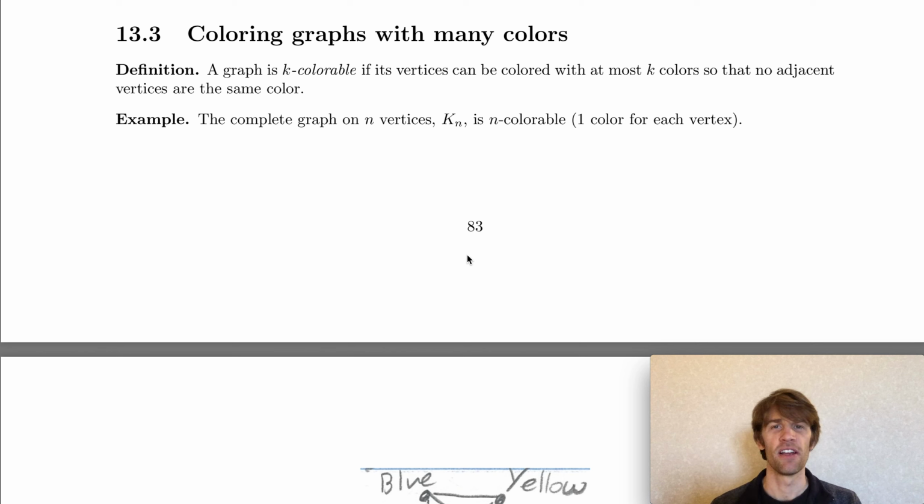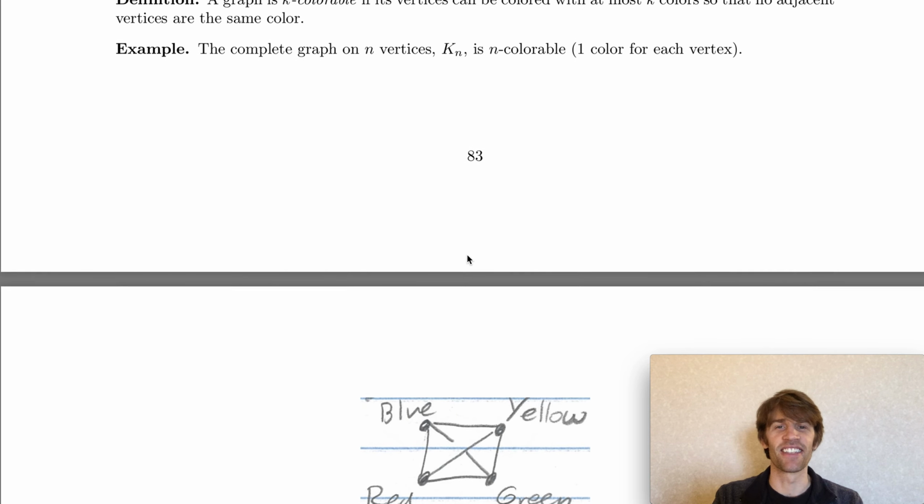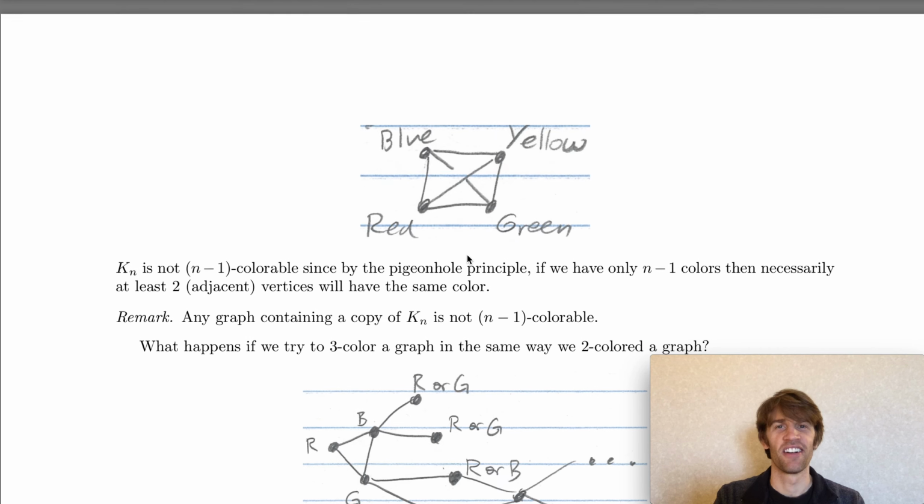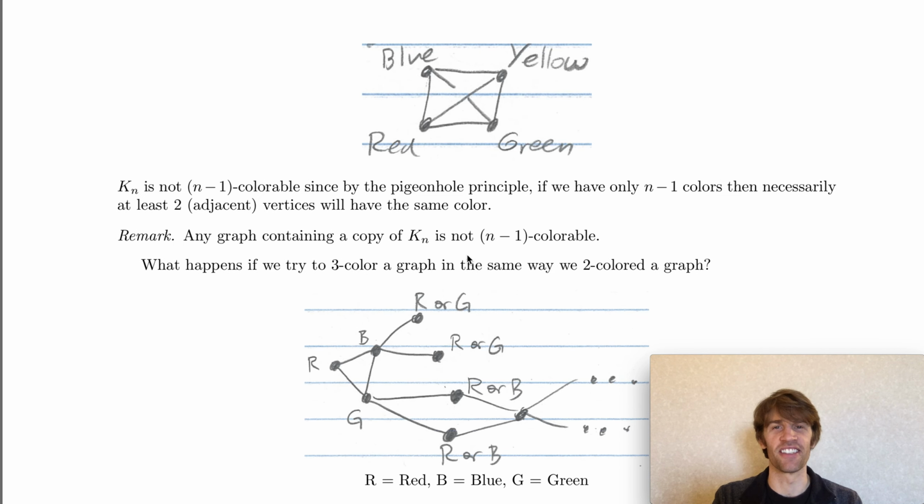An example is that the complete graph on n vertices is n-colorable, but not n minus 1 colorable. So you can use n colors, but you can't get away with n minus 1. As an example, take K4, the complete graph on 4 vertices. We can color this graph with 4 colors, blue, red, yellow, and green, and adjacent vertices have different colors. However, 3 colors won't suffice.